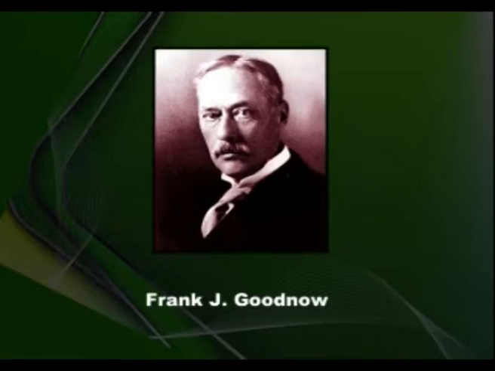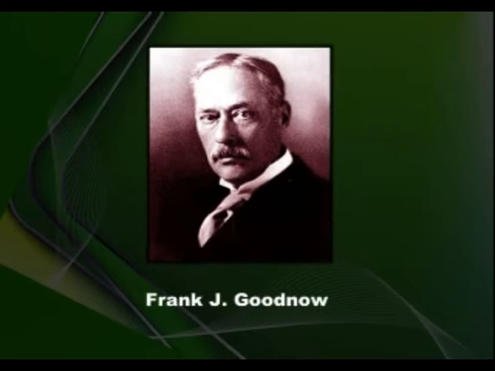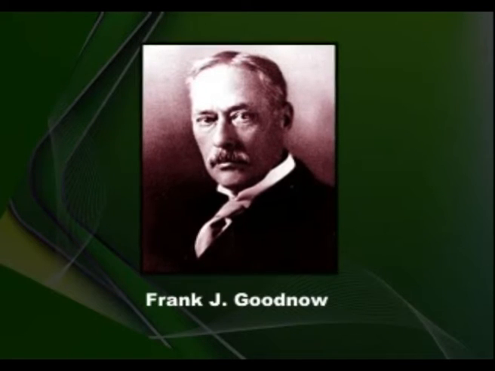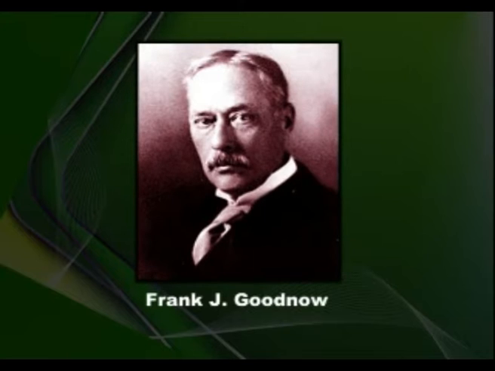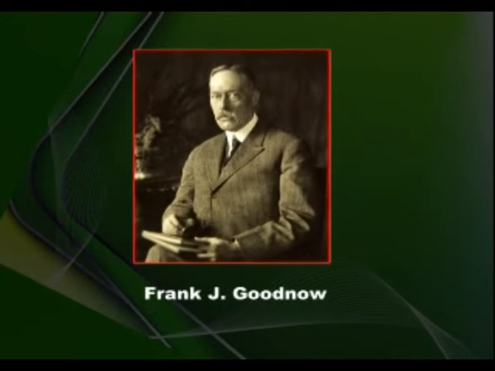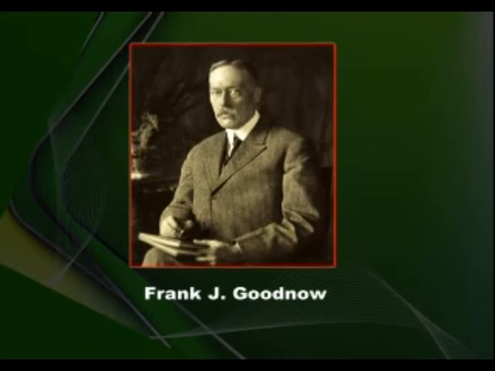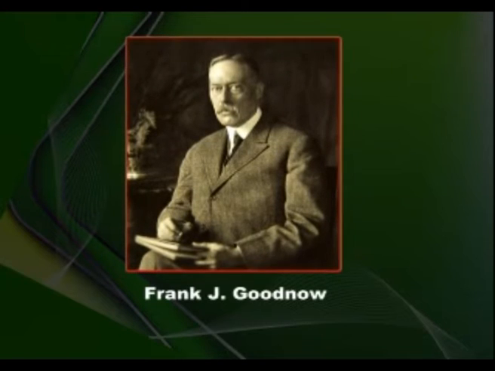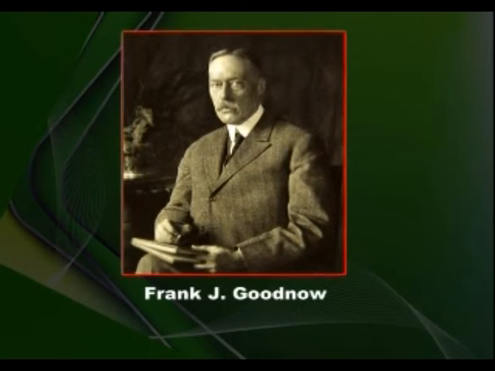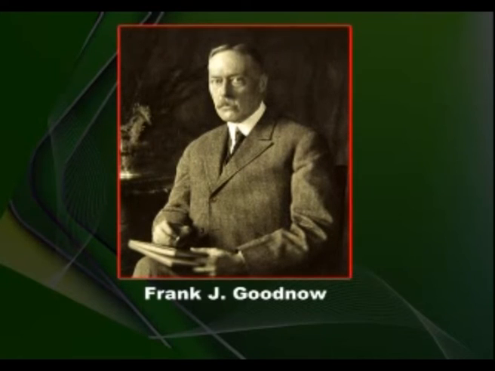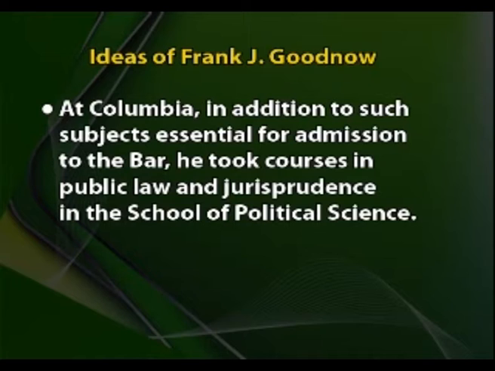In continuity of Wilson's argument of the politics administration dichotomy, another important personality is Frank J. Goodnow. He was a personality who actually gave opinions a little different from Wilson's later part. Professor Frank J. Goodnow was an American educator and legal scholar born in Brooklyn, New York. After a private schooling, he graduated from Amherst College in 1879 and from Columbia Law School in 1882. At Columbia, in addition to subjects essential for admission to the Bar Council, he took courses in public law and jurisprudence in the School of Political Science.